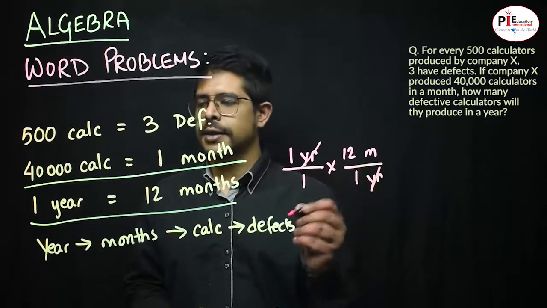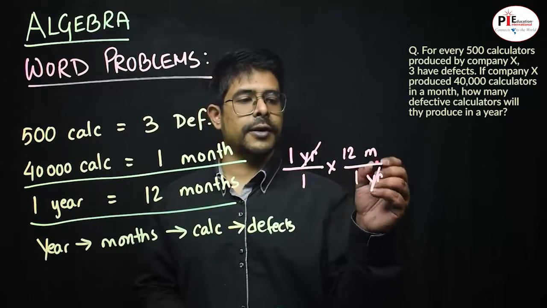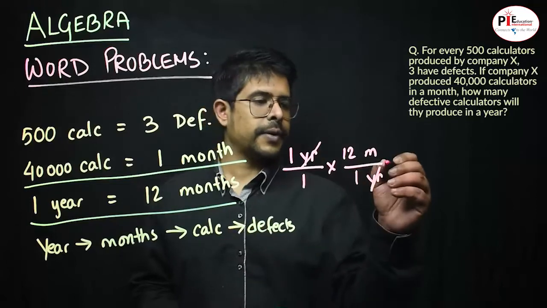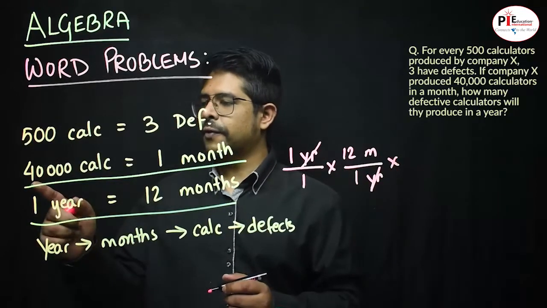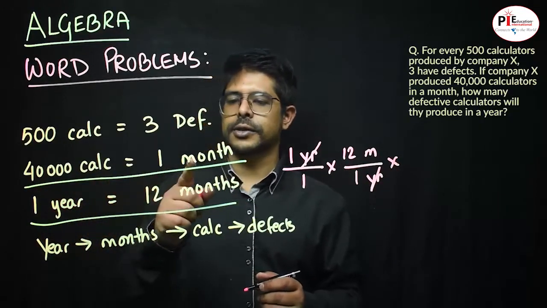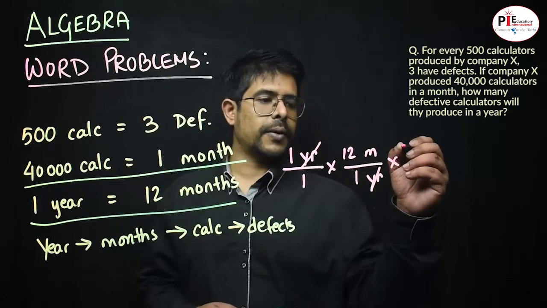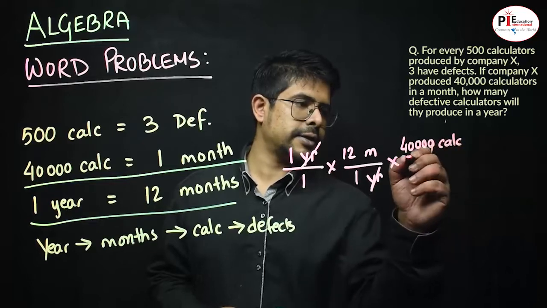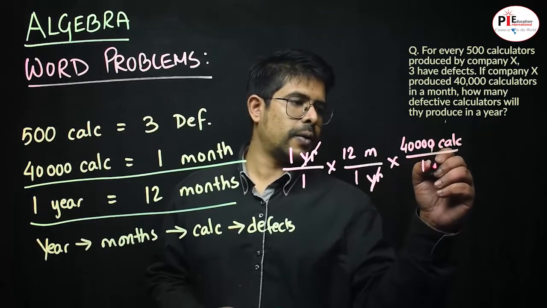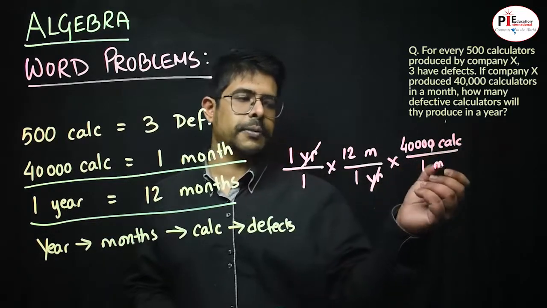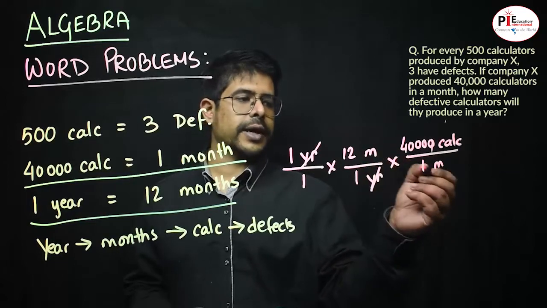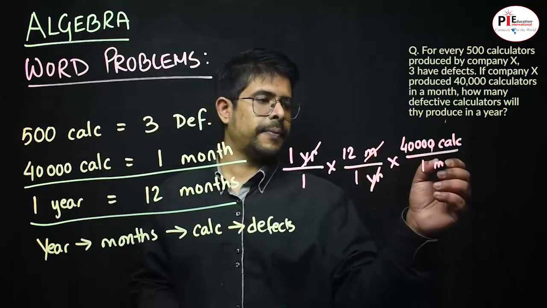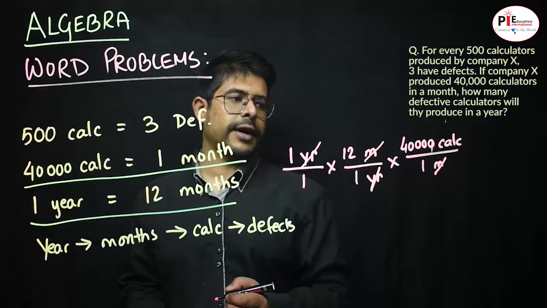Now we have months. Next, we have to convert the months into calculators. What is the conversion factor? 40,000 calculators equals 1 month. So we are going to put 40,000 calculators divided by 1 month. Why did I put month at the bottom? Because I want to cancel out the month units. And now we have calculators.